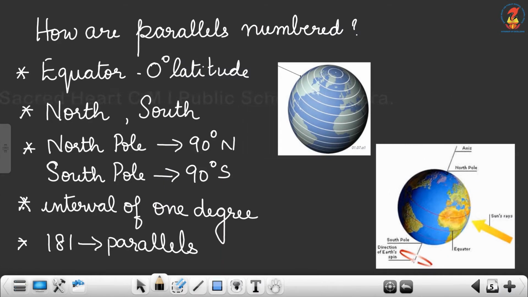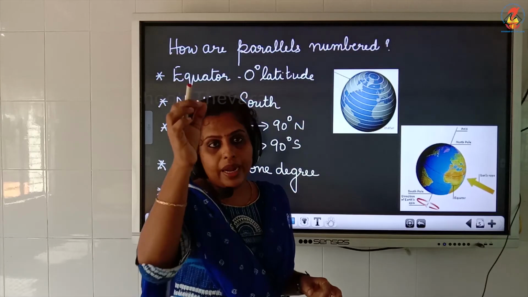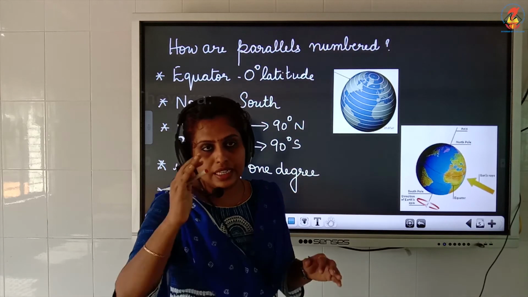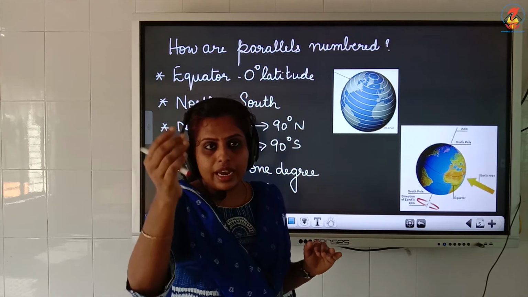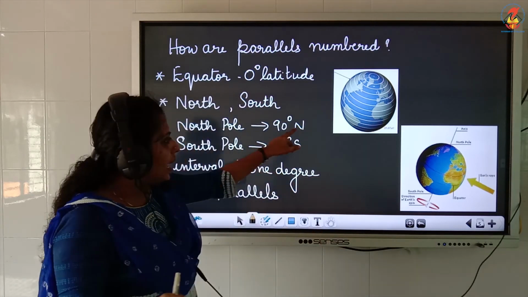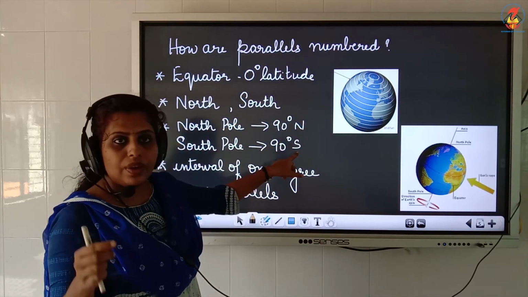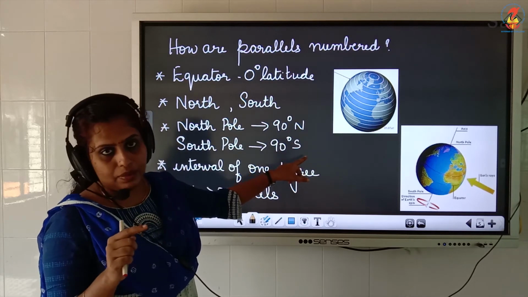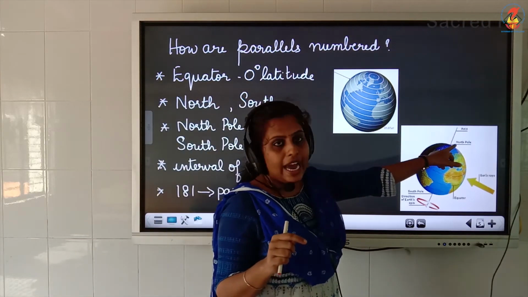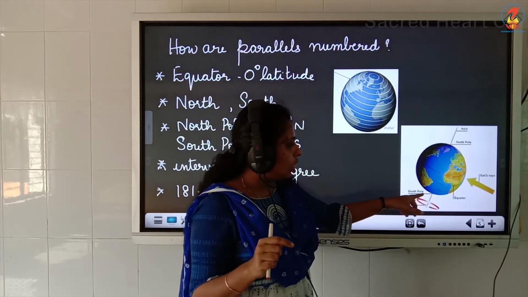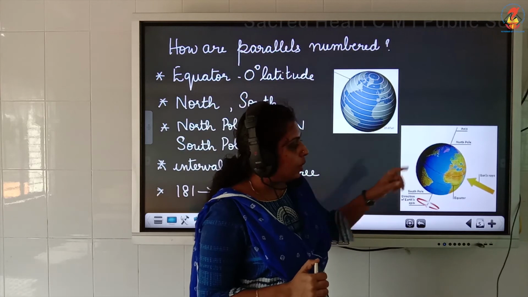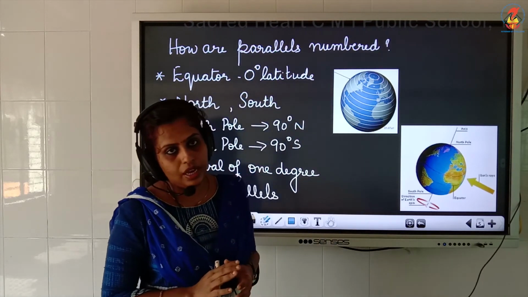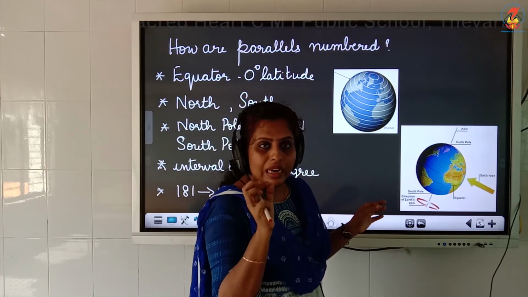The north and south have to be specifically written to know the location where it is. Is it on the northern side or is it on the southern side? If it is on the northern side, we represent it with N. If it is on the southern side, we represent it with S. So North Pole has 90 degree north and South Pole has 90 degree south. And our equator has 0 degree. We start the numbering from the equator.